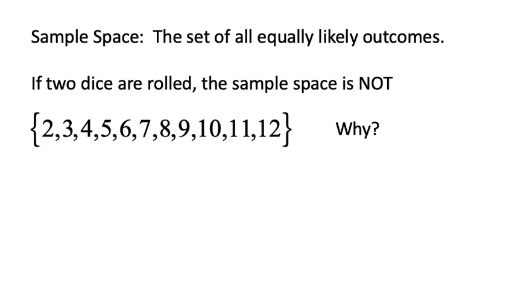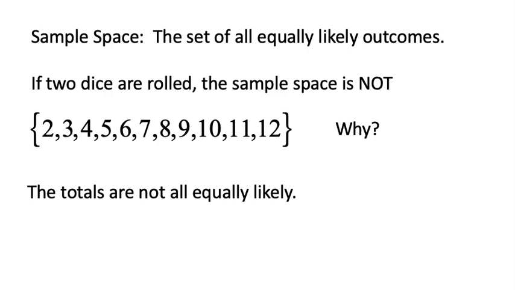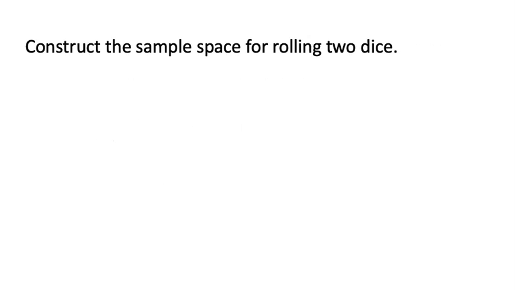Well, the answer is they're not equally likely. A 7 is much more likely than a 2 or a 12. So we cannot list all the outcomes and assume they're equally likely. We need to figure out some way to describe that process. So how can we construct a sample space that reflects 2 dice? Well, what I'm going to do is think about a red die and a blue die.